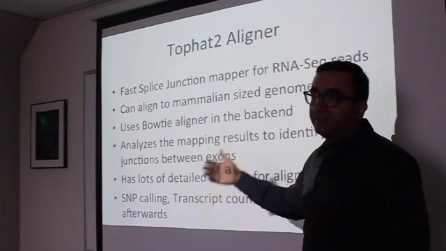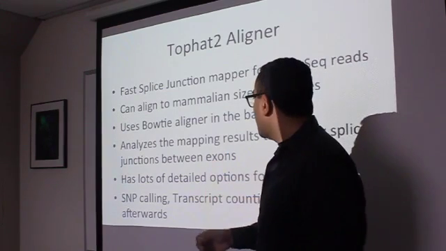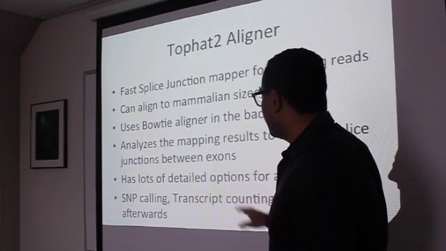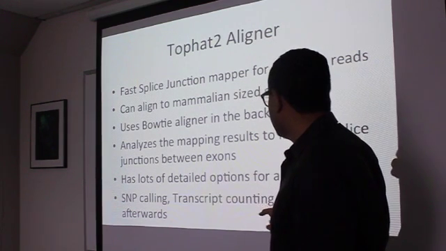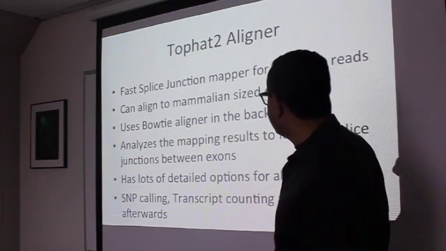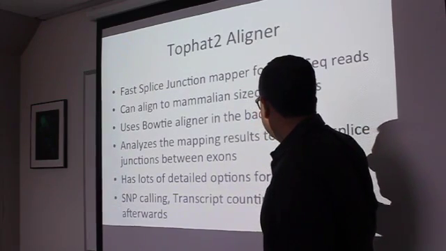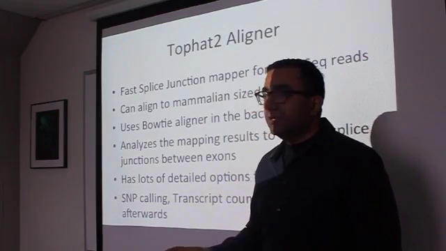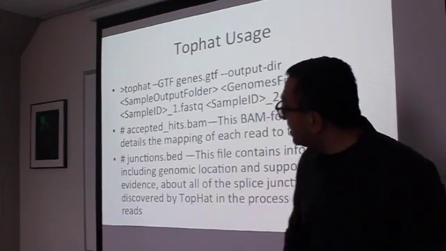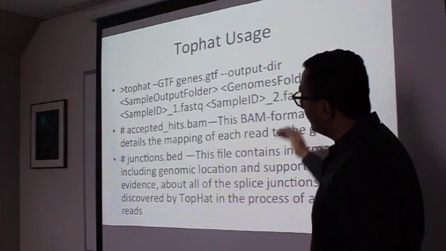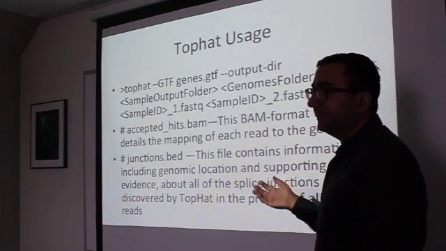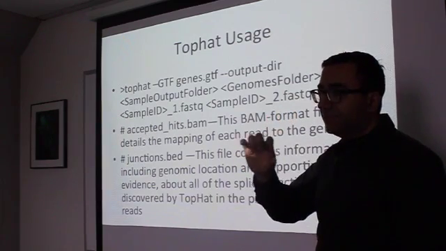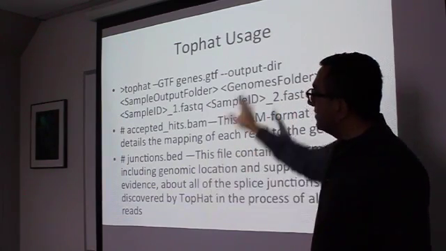Again, it varies based on the data and the machine, and it has a lot of detailed options for alignment. I can use it for SNP calling and transcript counting, all done afterwards. But it has a lot of detailed options, and that's what the manual was for when I sent that to you. This is the usage. We'll go over this slide in a little bit of detail, because this is essentially what you need to know when you're putting the command on the server. When you're running, this is the command you run.